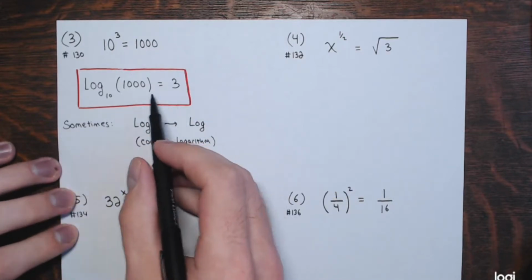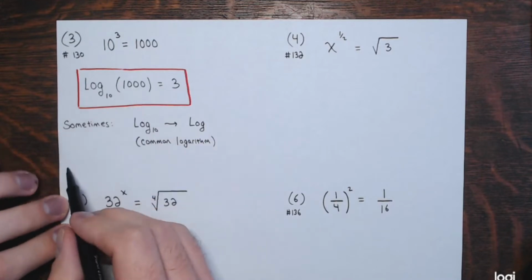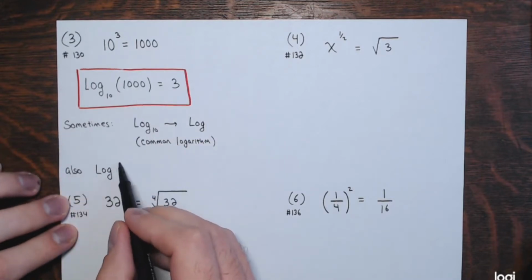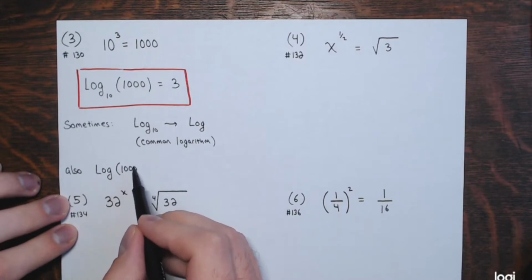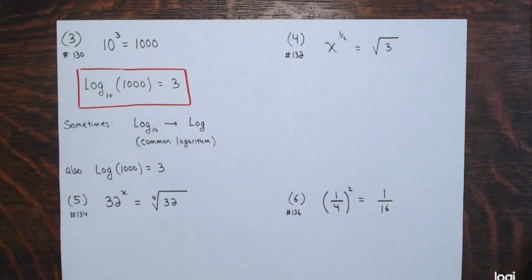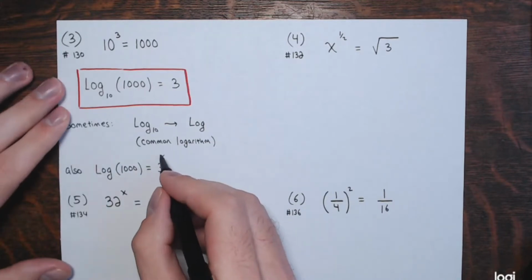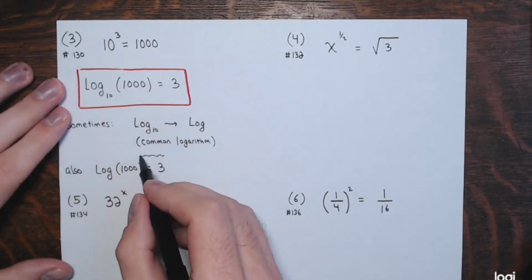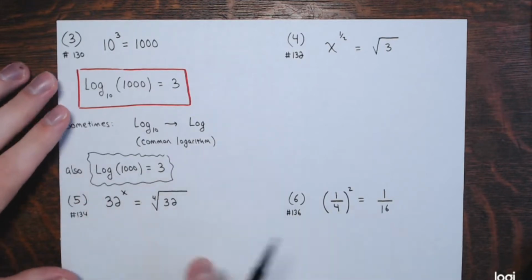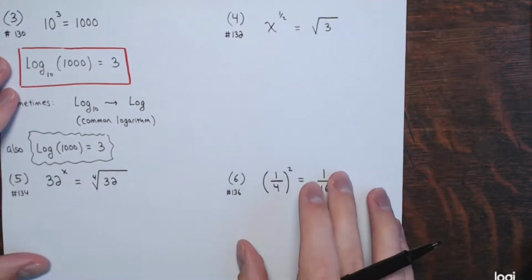So another way I could have written this, right? Another way I could have written that was log of 1,000 equals 3. Right? This is just as valid as what I wrote with the log base 10. And you'll see this very often on calculators.